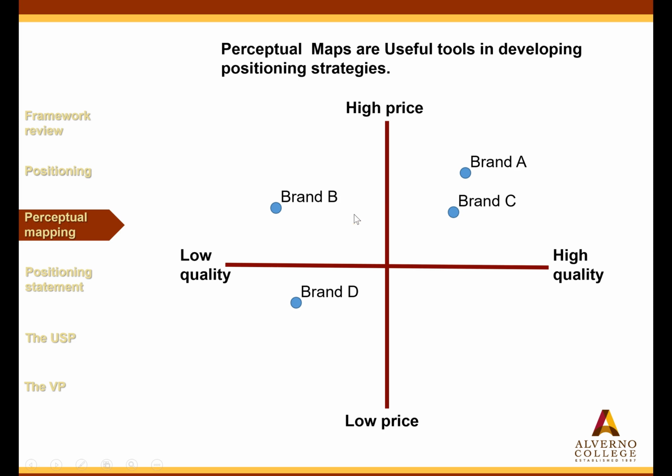So if you're opening up a retail store, how would you want to compete? And what you look for is the white areas, is what they call them. So you might want to open up a store that competes upon high quality and low price, because there's no other brands in this quadrant. And that's the basics of how you do perceptual mapping.